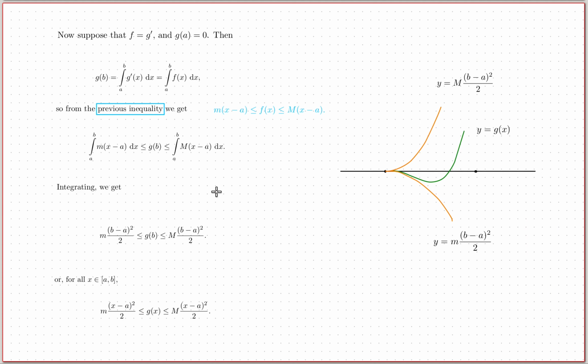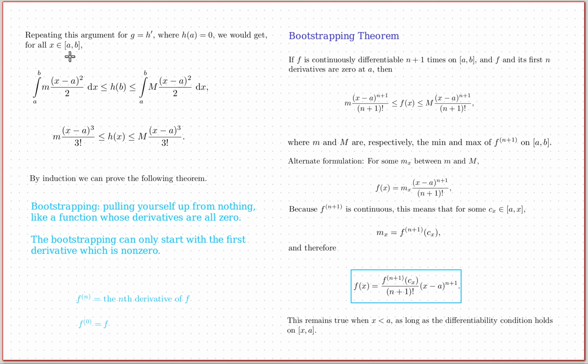So it seems like we can keep extending this trick, right? We can keep extending it to functions for whom more derivatives are equal to 0. So we could do it, for example, for a function h, which is equal to 0 at a, and also its first and second derivatives are equal to 0 at a. In that situation, h prime would satisfy exactly the same conditions that g did, the g from our previous slide, right? That h prime would be 0 at a, and its derivative would be 0 at a. Therefore, we would have the same inequalities for h prime of x that we had for g previously.